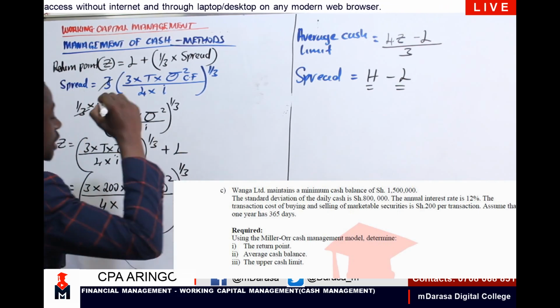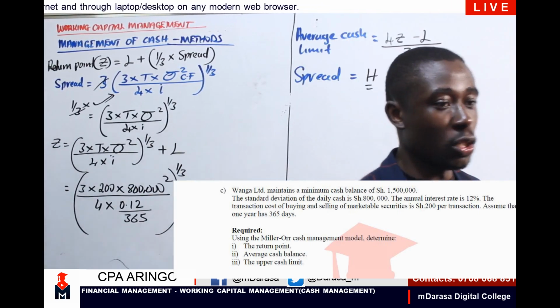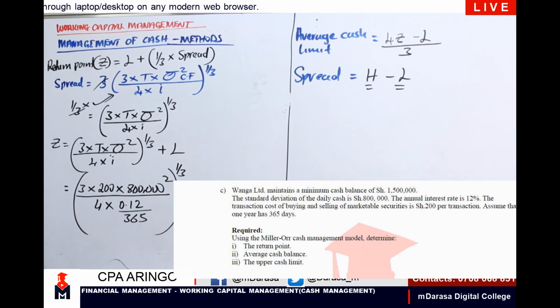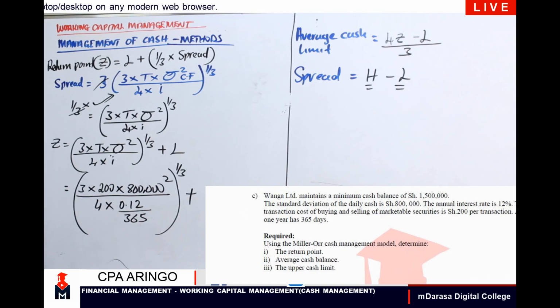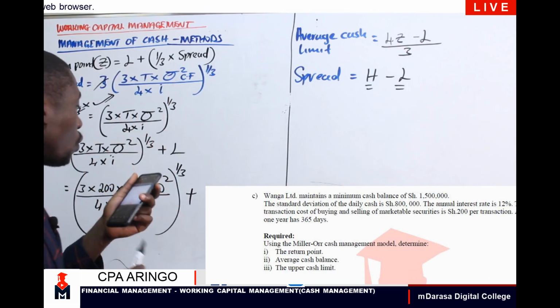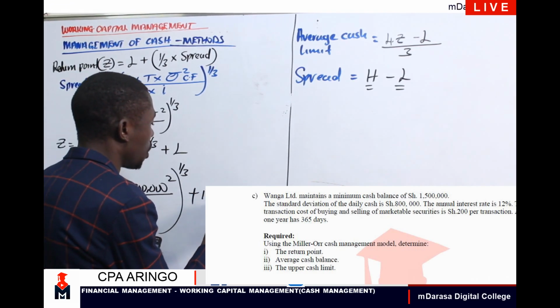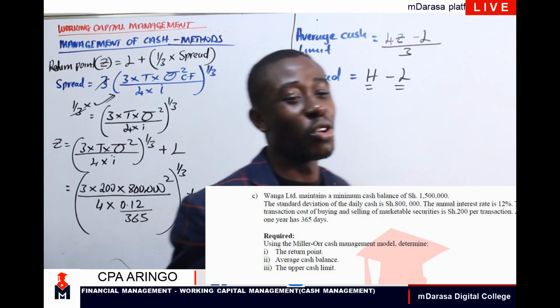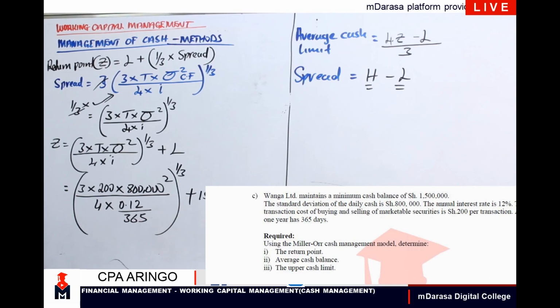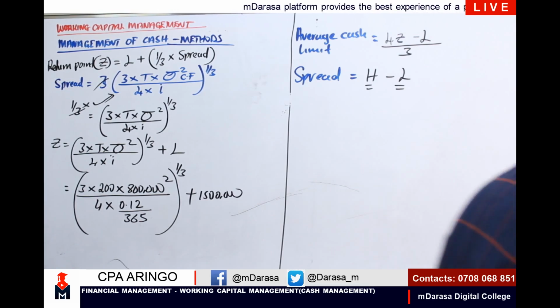Then, after we've worked it out, I need to add our lower cash limit. We are told that Wanga Limited maintains a minimum cash balance of 1.5 million. So can you agree that 1.5 million is our lower cash limit? Of course you can agree, because it is given directly. So at this point I can remove this question and work it out.